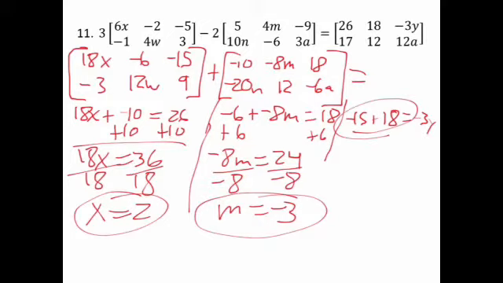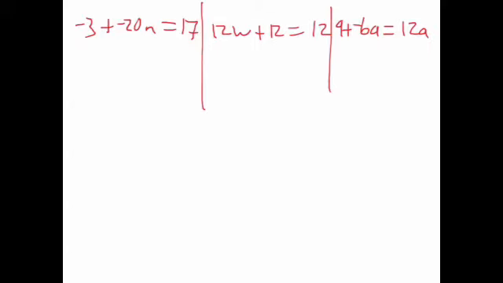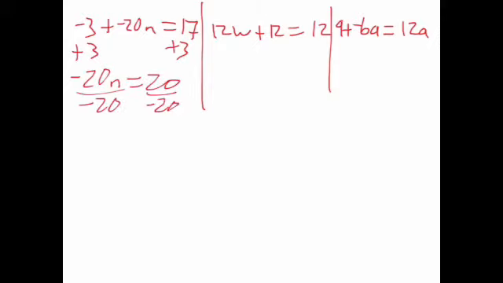And on my next one, I'm just going to combine, simplify here on the left side to get 3, on the right side I get -3y, divide both sides by that -3, and I'll get -1 equals y, or y equals -1. I'm moving on to my next one. I'm going to add 3 to both sides to get -20n equals 20, and divide both sides by -20, and that'll give me n equals -1.